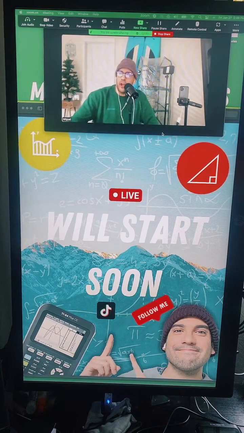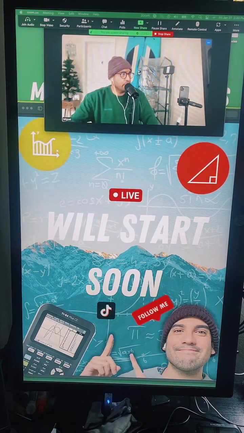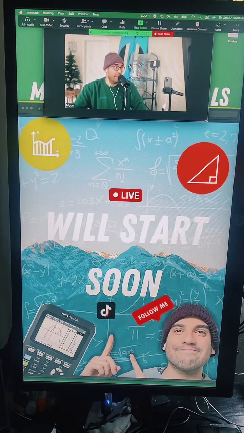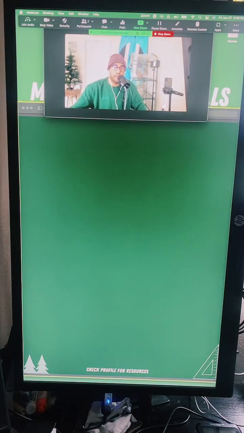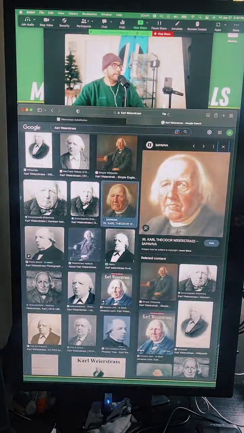I've been working on this Weierstrass substitution. Weierstrass, I can't even pronounce it, and I know my pronunciation is really bad, so if someone corrects me, please let me know. But anyway, this is what we're going to start doing today. I'm going to show you guys the types of integrals that we are going to solve.